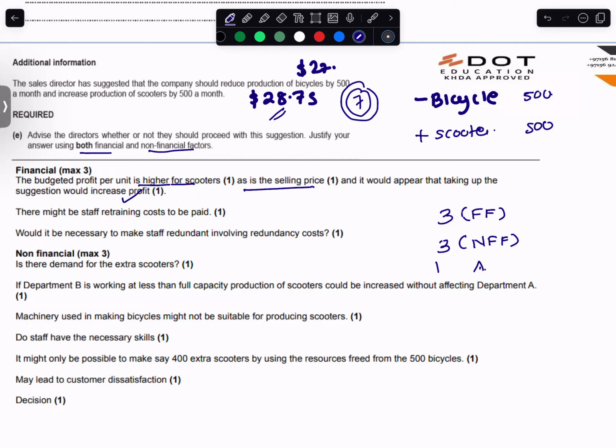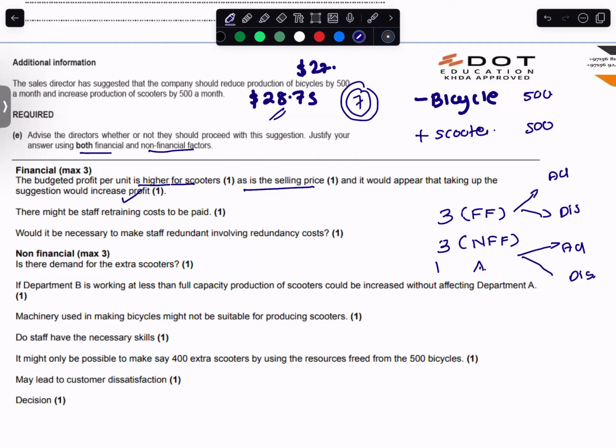Yes or no? Yes, miss. Okay. But if I am going to increase the production, for financial factors also you have to give advantage and disadvantage both. And for non-financial factors also you have to give advantage and disadvantage both. Are you with me? Yeah.